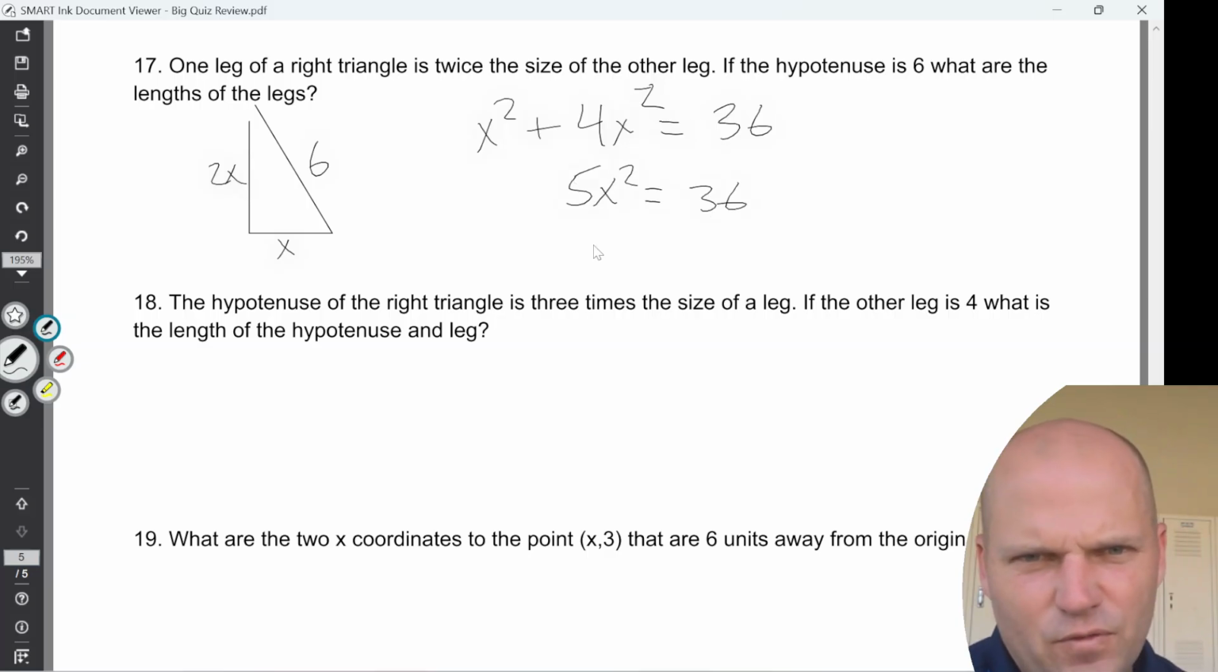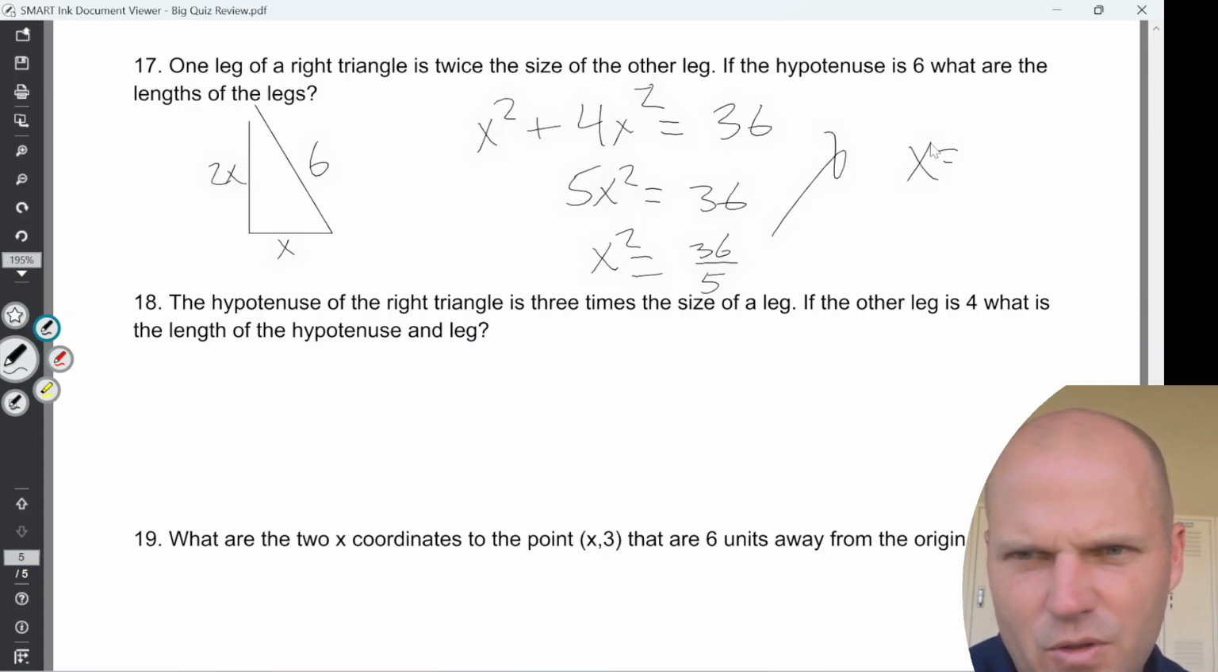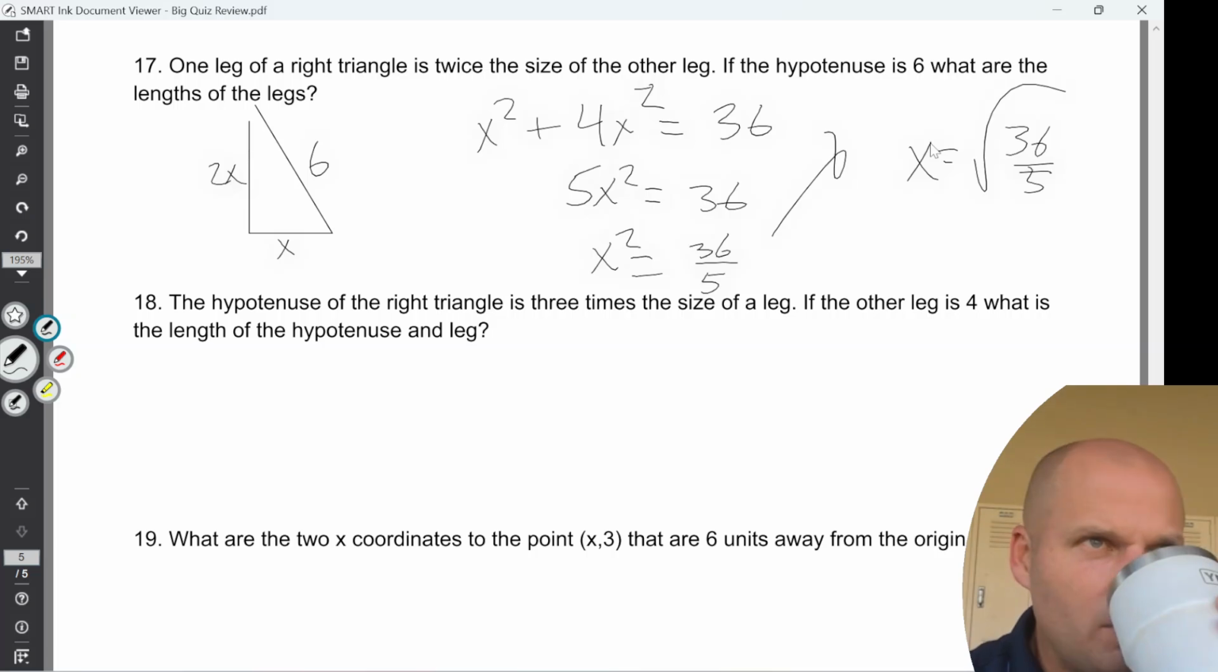What happens if you have 36 divided by 5? Well, you have 36 divided by 5. What happens if you have to square root that? Well, you have the square root of 36 divided by 5. It is a number. Doesn't work out nicely, but still correct.